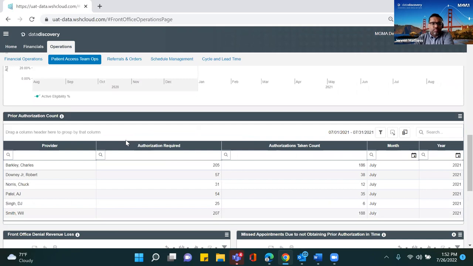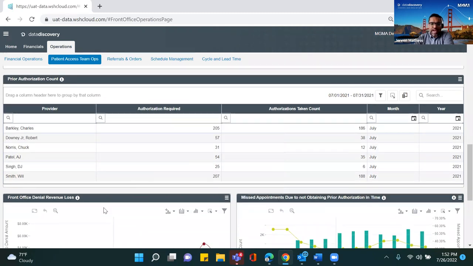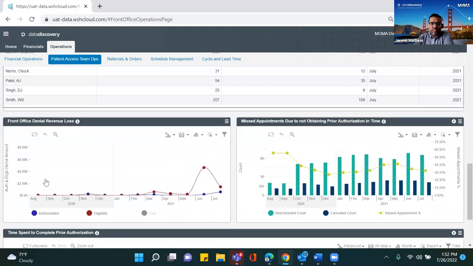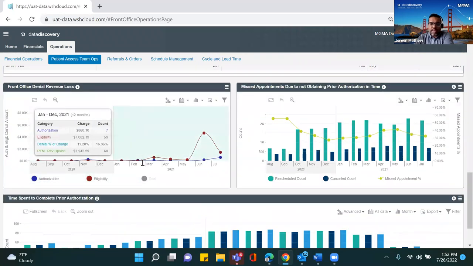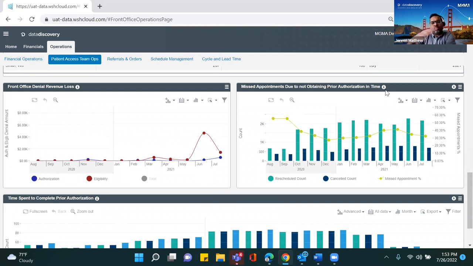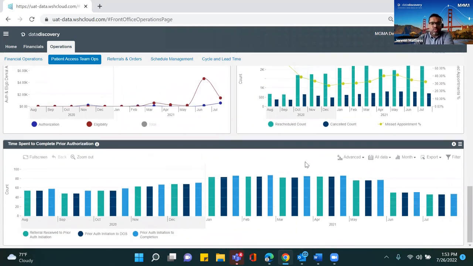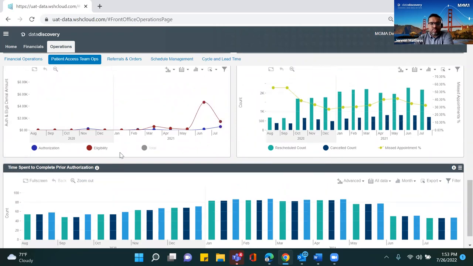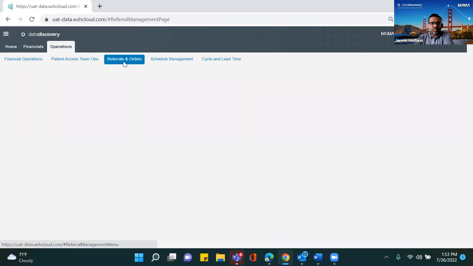And finally, for prior authorization, we are able to monitor what authorization is required and taken, and give you some analysis of denials happening due to eligibility or prior authorization not happening. We also look at missed appointments because the authorization did not come on time. So what is the trend of you losing revenue because some front-end process may be broken? If the data point is available, time spent to complete the prior authorization is also something we can monitor and show you.